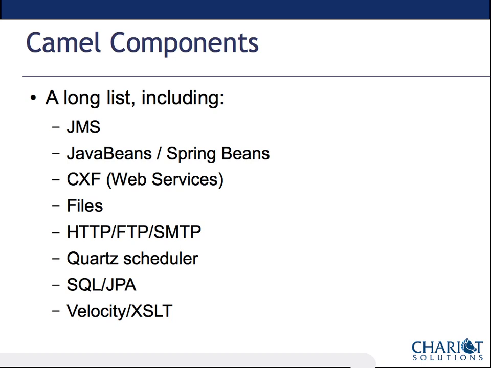And if we're looking at what kind of input and output Camel supports, there's a big list. It supports JMS, it supports Java Beans and Spring Beans that can manipulate the message. It supports web services, REST and SOAP. You can pull files, you can send them over HTTP, FTP, you can send emails or receive emails. There's a scheduler that can kick off routes. It can interact with databases. You can apply velocity templates or XSL style sheets. You can do all kinds of things to your messages. So if you're interested in seeing everything that Camel can do, the website has a big list of all the different Camel components that you can include in your routes.